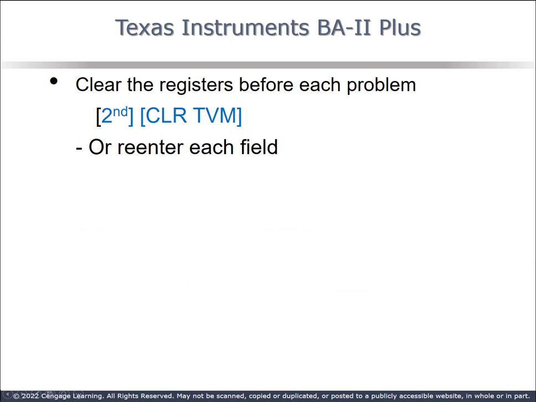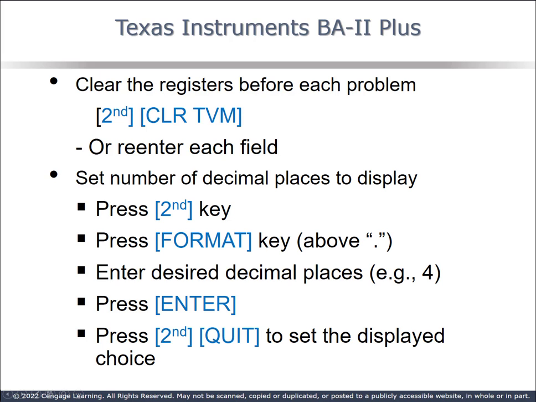Data entered in calculator registers stays unless overlaid or cleared, so it's safest to clear registers before starting a calculation. To clear the TVM keys, press the second key and clear TVM. Or, since there's 5 keys, simply put a value in 4 of the keys and solve for the 5th one. Also recall, you should set your calculator to default to 4 decimal places. If you've not already done so, make that change now. Press second, format, 4, enter, second, quit.